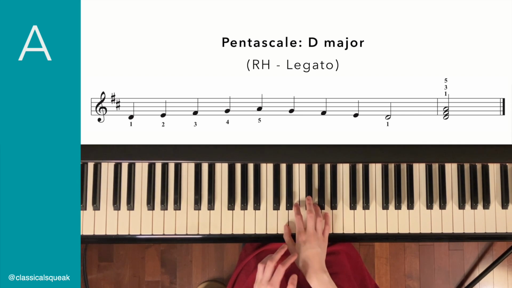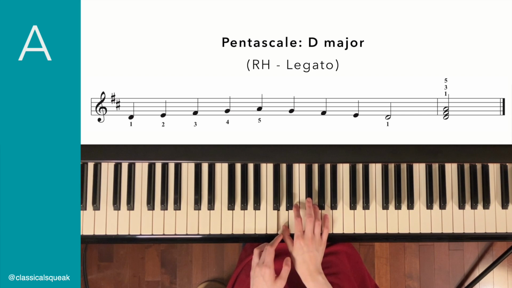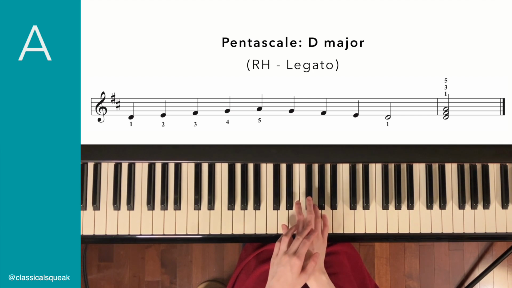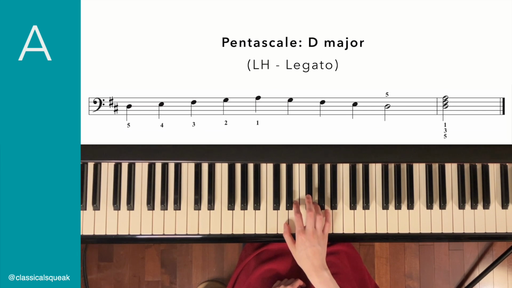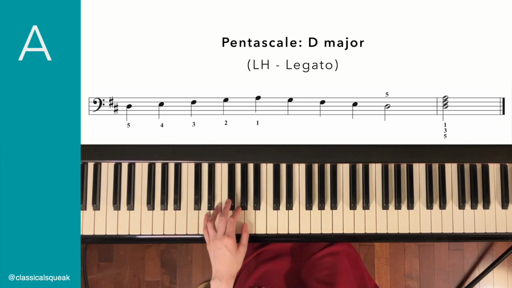So this time for our chord, we have a D, an F sharp, and an A. So the chord is a D major triad. For the left hand, same fingers, 5 on D, 4 on E, 3 on F sharp, 2 on G, 1 on A. Here we go.